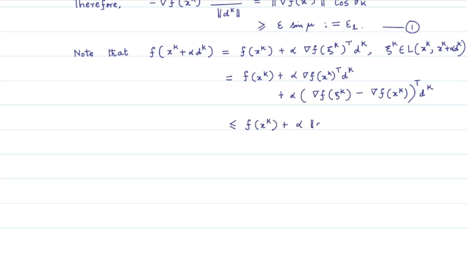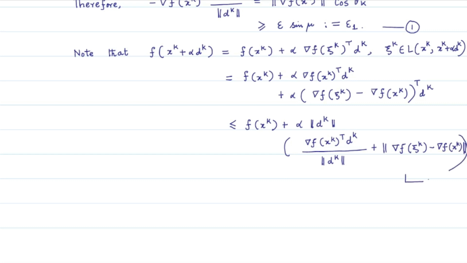alpha norm dk times grad f xk transpose dk divided by norm dk plus norm of grad f at xi k minus grad f at xk. We shall come back to this inequality after a while. Let us name it as say 2.